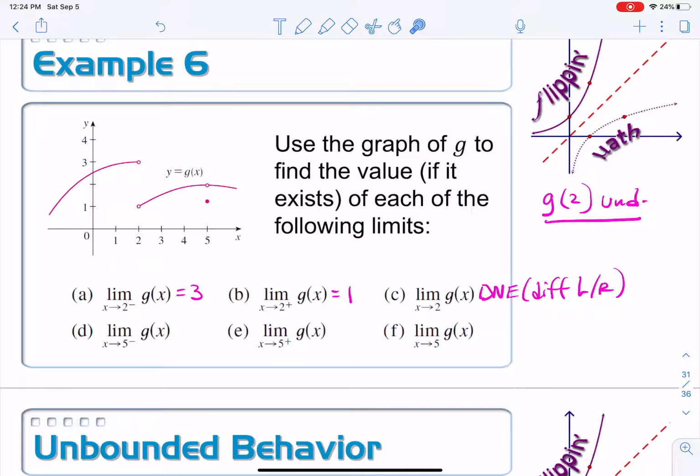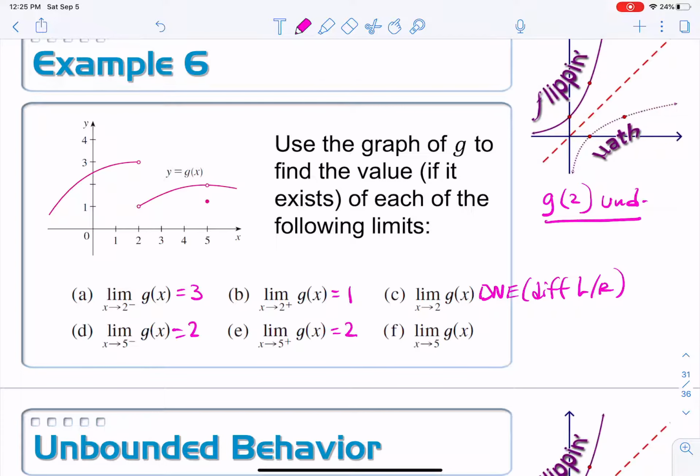Okay, let's look at D. The limit as x approaches 5 from the left. So this time we're looking at x equals 5. Numbers that are smaller than 5 on the left-hand side, it looks like we're approaching 2. So we'll say that that value is 2. And on E, the limit as x approaches 5 from the right side, numbers that are bigger than 5 this time, still is approaching 2. Doesn't matter that there's an open circle there. Our graph is approaching the number 2.